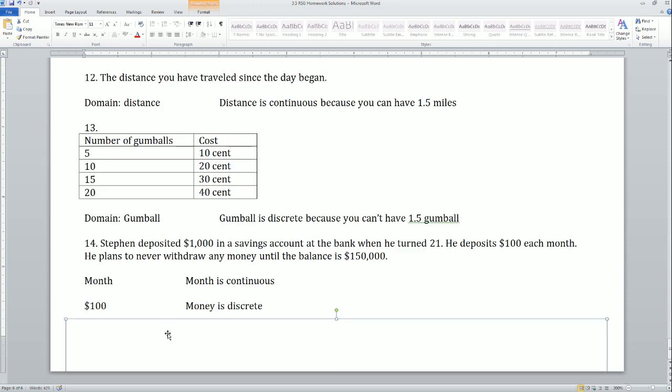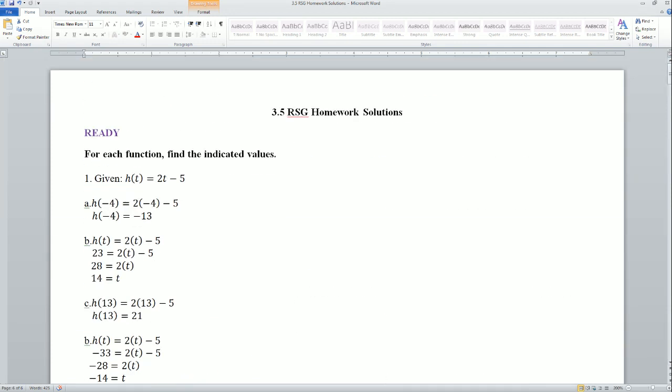Next, Stefan deposits $1,000 in a savings account at his bank. When he turns 21, his deposit is $100 each month, right? So again, month is continuous, but money is discrete. So it depends if you want to look at the domain and range. In this sense, I would treat it as something that is continuous. Okay? Alright, there you go. Those are all your homework solutions for 3.5.